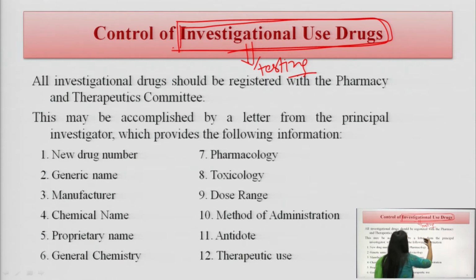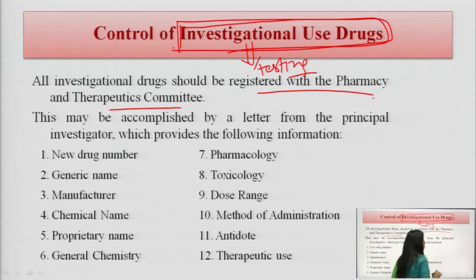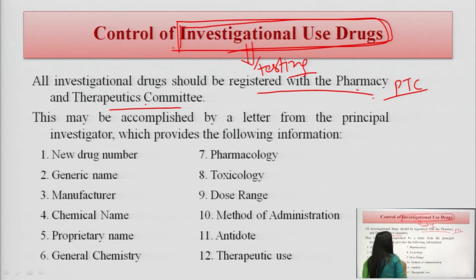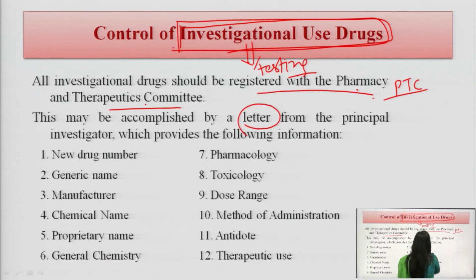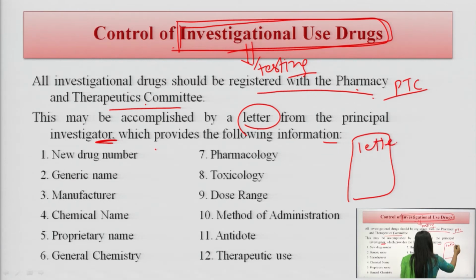All investigational drugs should be registered with the PTC. So any drug which is going to be tested, the PTC, the Pharmacy Therapeutic Committee, should know about it. This may be accomplished by a letter from the principal investigator, who is testing the drug, which provides the following information. Whatever information is required, we are providing a letter to the PTC.